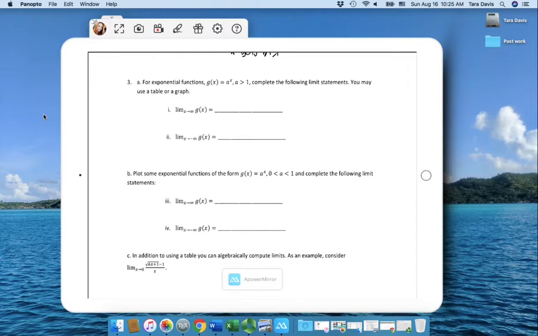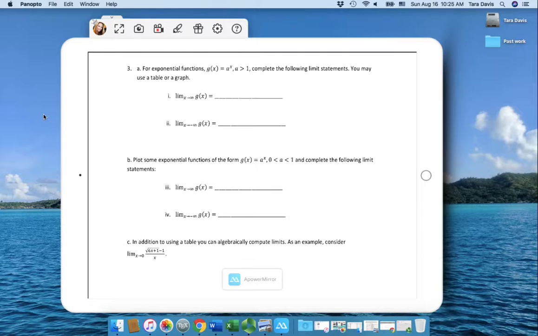So for the first one, I guess we can do a table. And then for the second one, we can do a graph. And then for the third one, we'll do it algebraically, just so that you guys are clear on what the three methods are. So we're talking about a function such as e to the x, 2 to the x, 5 to the x, stuff like that. And we want to know in part 1 what happens as x approaches infinity, and in part 2, what happens as x approaches negative infinity.